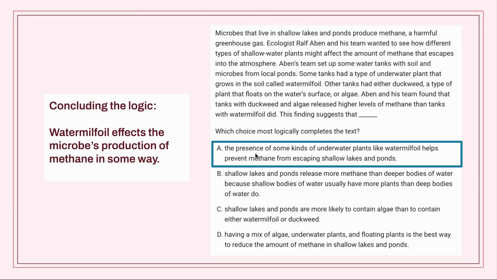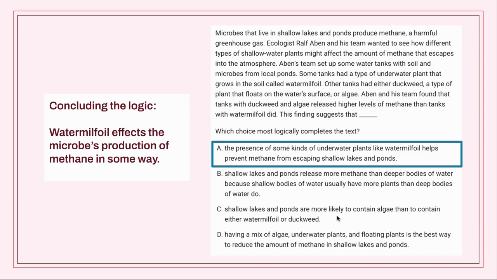So let's see why the other answer choices are wrong. Shallow lakes and ponds release more methane than deeper bodies of water because shallow bodies of water usually have more plants than deep bodies of water do. Well, this passage has nothing to do with comparing deeper bodies and shallow bodies. We're just experimenting with different plants, not depths of water, so that really doesn't have anything to do with anything.